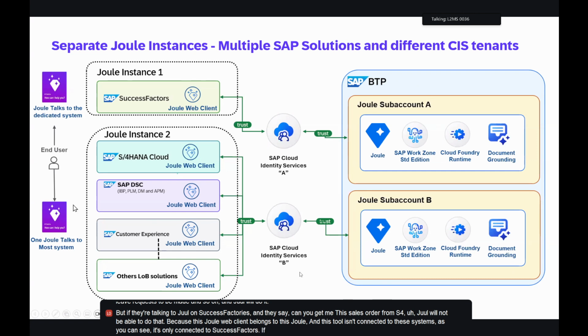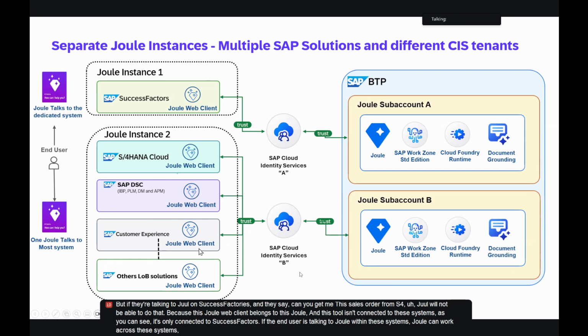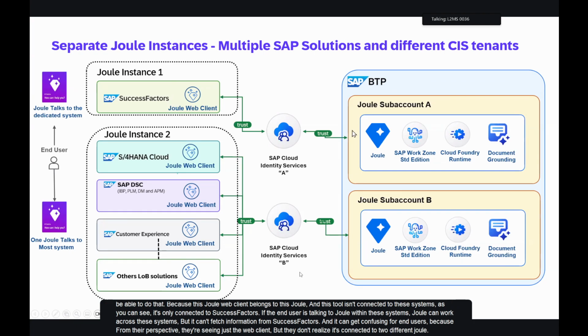If the end user is talking to Joule within these systems, Joule can work across these systems, but it can't fetch information from SuccessFactors. And it can get confusing for end users because from their perspective, they're seeing just the web client, but they don't realize it's connected to two different Joule instances.